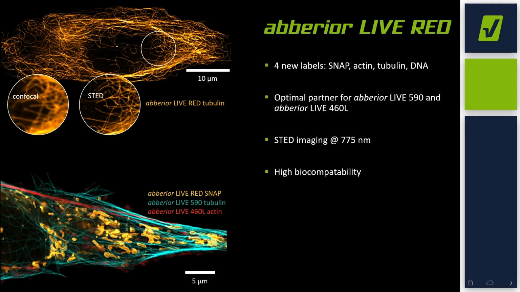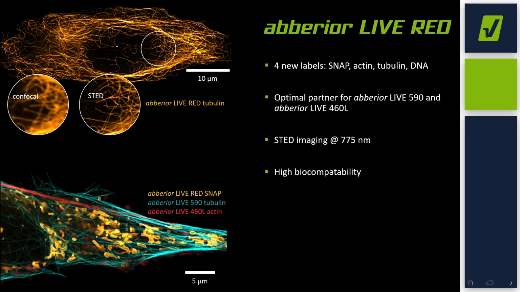So we are able to offer now the new Live Red dye as labels for tubulin, actin, SNAP and DNA for live cell imaging. And this offers very nice results in STED microscopy. So as Florian already mentioned, due to the open and closed form equilibrium of the dye, we have a high cell permeability of the labels and also a very good biocompatibility, which means that we have no or low cytotoxic effects and nearly no effect on the living cell and its metabolism. Moreover, the new Live Red is a very good partner for our labels carrying the Live 590 dye and also the Live 460L dye, which work together in combination very well with the red STED laser at 775 nanometers.